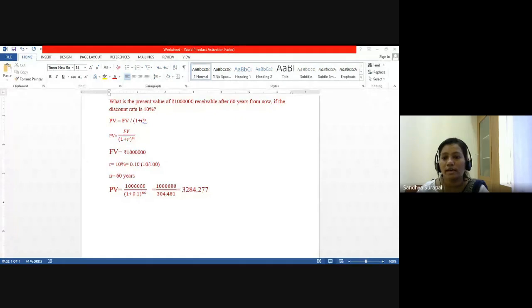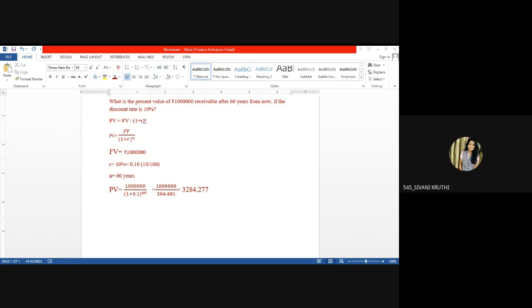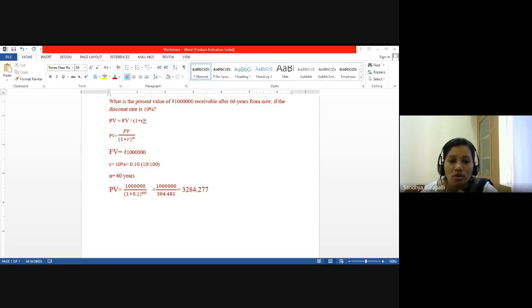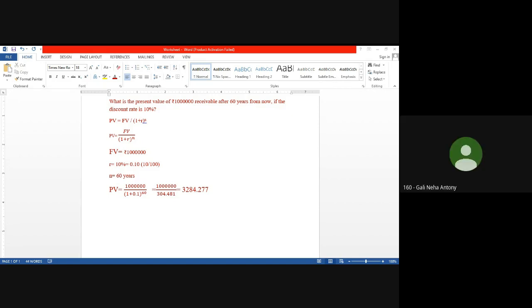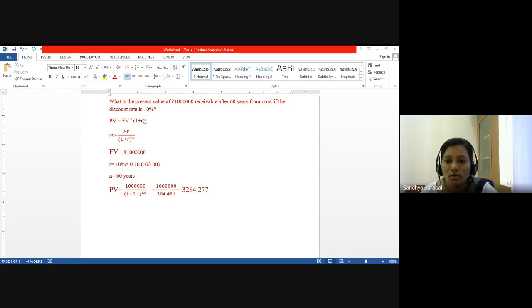I don't know what is the right answer because I have not done the calculation. So others have to confirm whether this is right or not. Who has given me this answer? 3284. Who told me this? Me, ma'am, Shivani. Okay. Shivani has got 3284. What about others? Serena? Correct, ma'am. It's the same? Okay. Others?